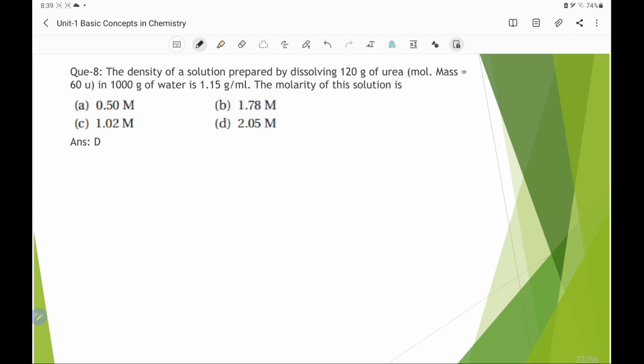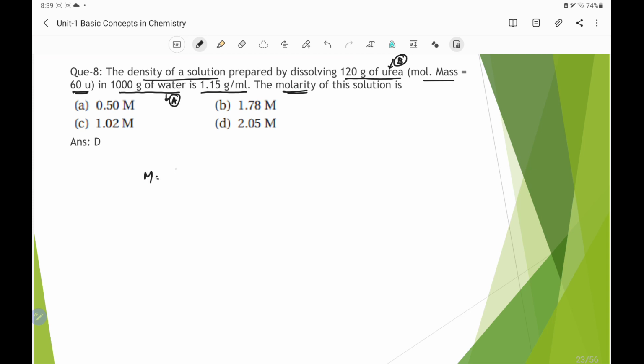Next question is, the density of a solution prepared by dissolving 120 gram of urea. So here urea is the solute, that is, subscript B will be used, which has the molar mass of 60 units, in 1000 gram of water. So this water will act as the solvent. So we will use the subscript A for the solvent, and density is 1.15 gram per milliliter. So we have to find the molarity.